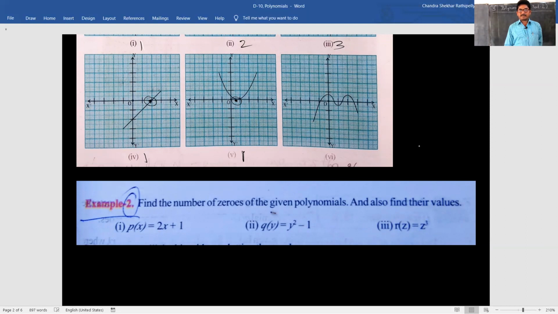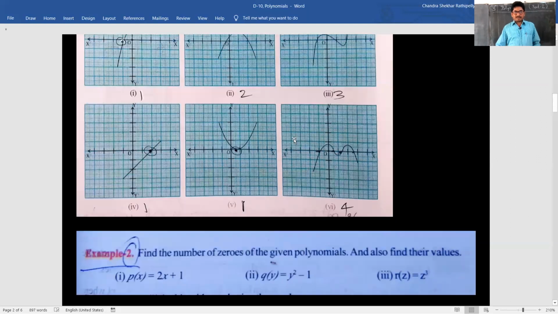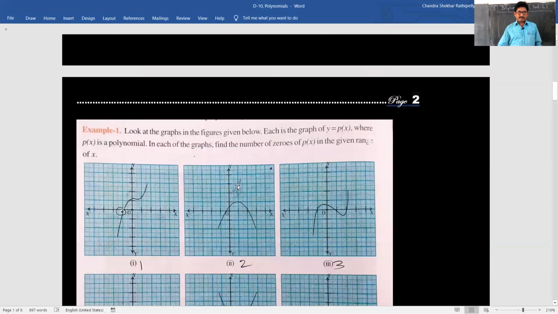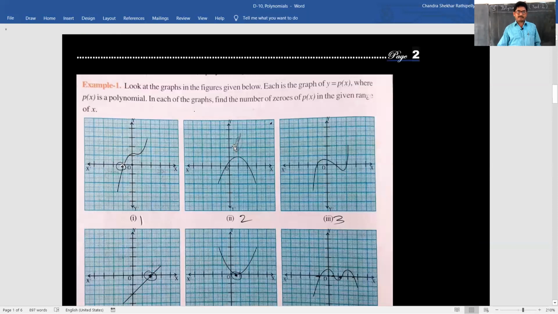So for the sixth, 4, sir. Four. Okay, very good. Right, children. In the exam, they will give one figure and ask which has 4 zeros of the polynomial. They make such questions anyway, so we have to know that concept well.